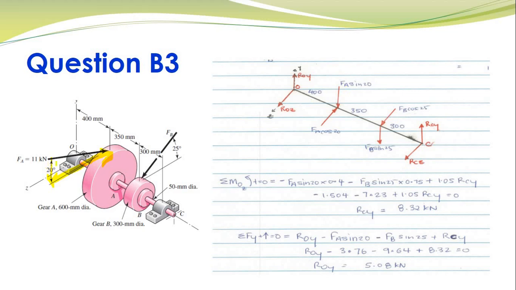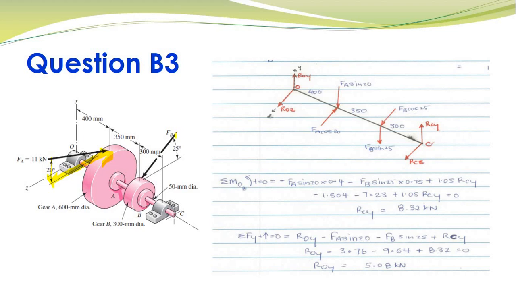The vertical component of Fa is given by Fa sine 20, acting in the negative y direction, and the horizontal component of Fa is going to act in the negative z direction. So that's what you have here. It is given by Fa cos 20.